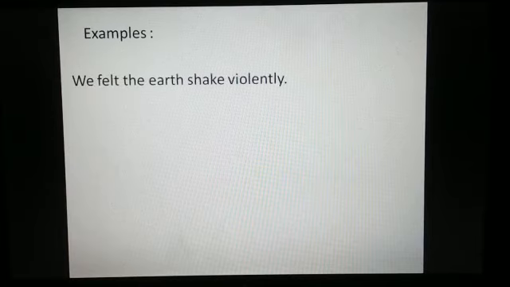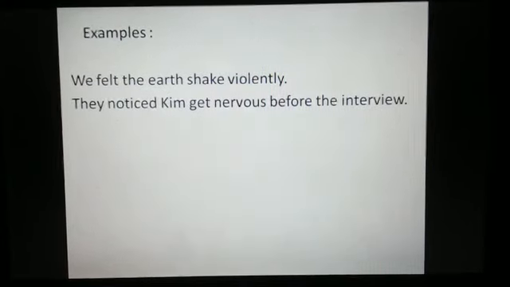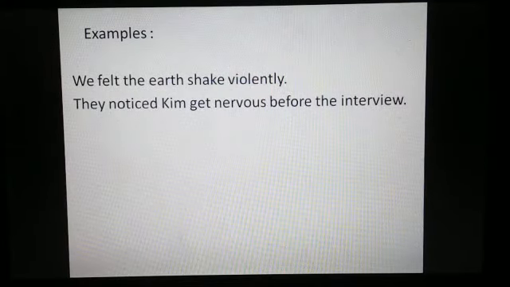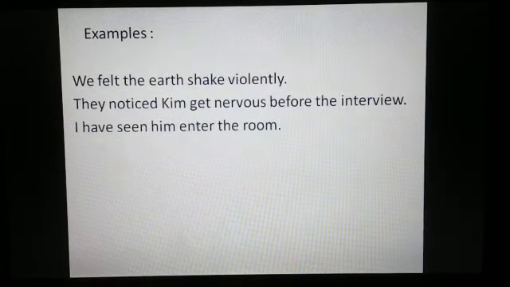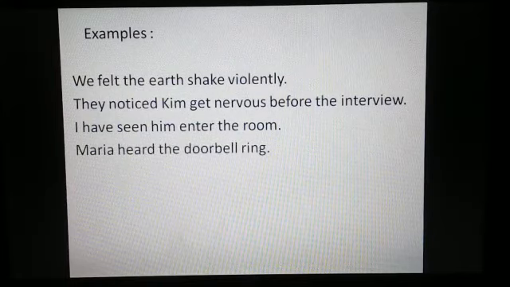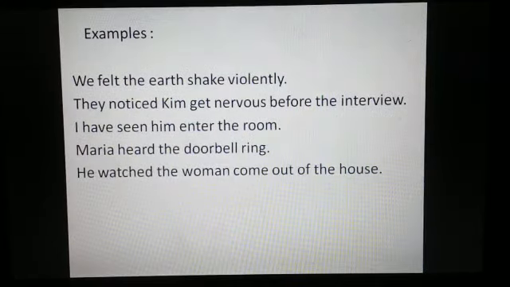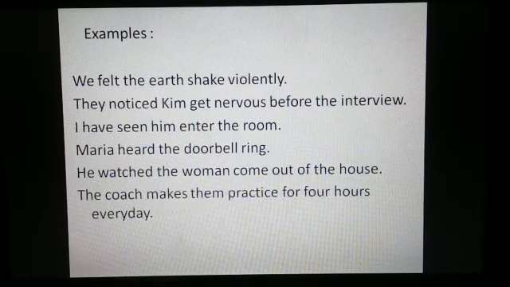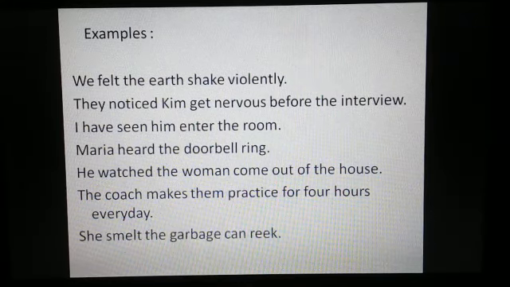We felt the earth shake violently. They noticed Kim get nervous before the interview. I have seen him enter the room. Maria heard the doorbell ring. He watched the woman come out of the house. The coach makes them practice for 4 hours every day. She smelt the garbage can reek.